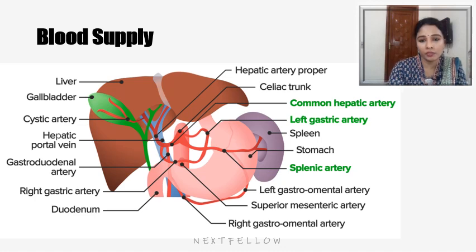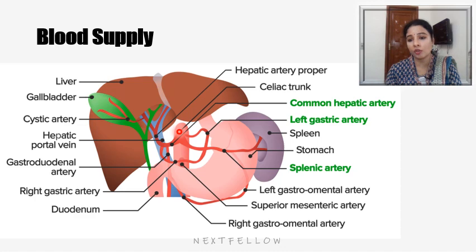Blood supply of the gallbladder. The arterial supply of the gallbladder is mainly from the cystic artery. So how does the cystic artery arise? It arises from the abdominal aorta. The abdominal aorta first gives rise to the celiac trunk. The celiac trunk is an artery of the foregut, so it supplies all the visceral derivatives of the foregut.